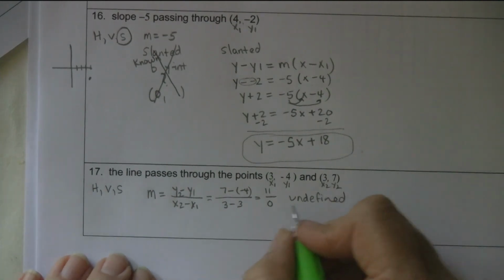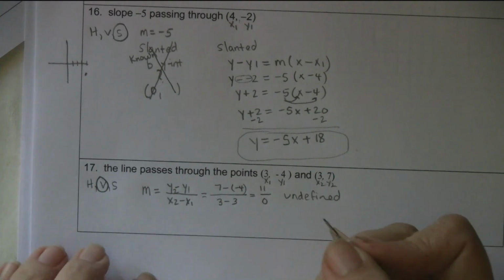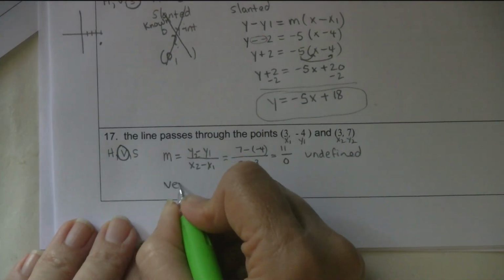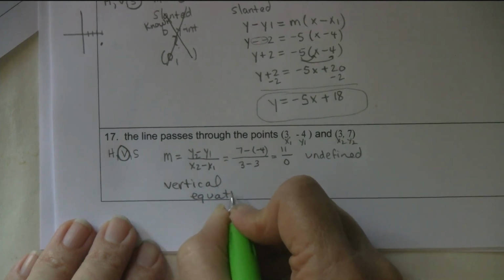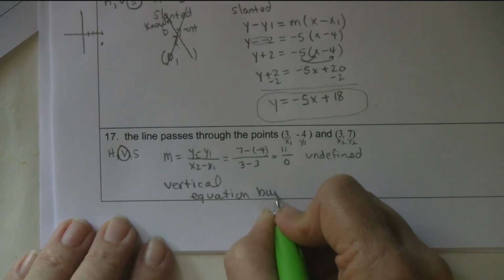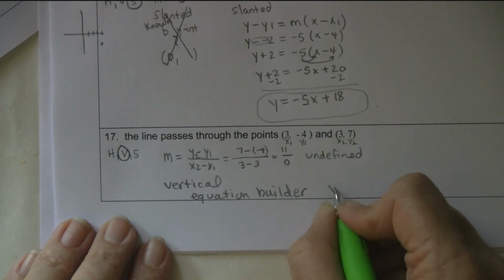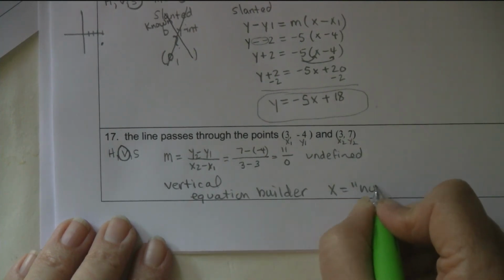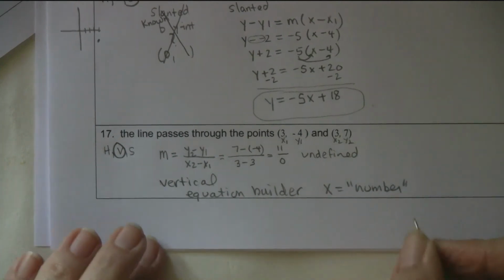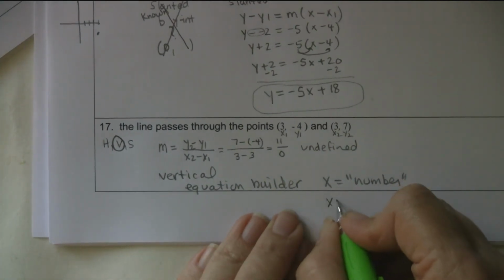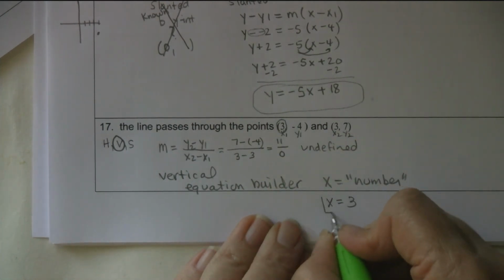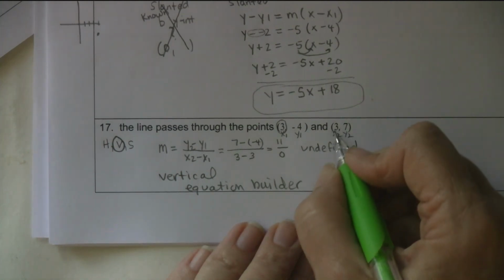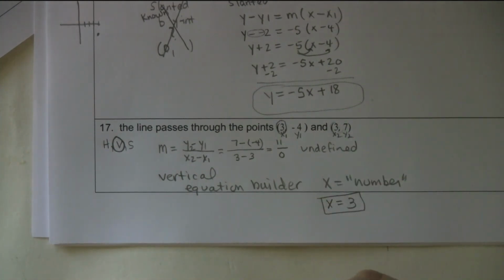So if the slope is undefined, then that means it's vertical. And now that I know that it's vertical, the equation builder, and I don't normally write this out, but I'm writing it out so that you'll know what I'm thinking. So you can go way faster when you're just doing it as opposed to trying to write out every one of your thoughts. X equals a number. Well, what is X? X is 3. So the equation builder is X equals a number, and this point agrees. And if they didn't agree, it wouldn't have been vertical. So we did a lovely job on that.